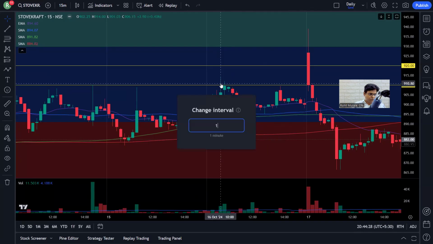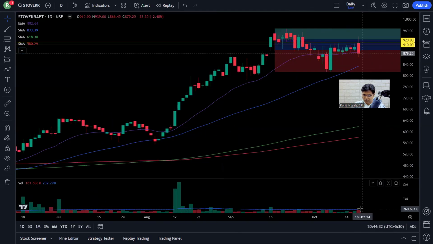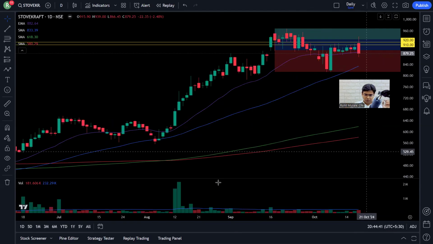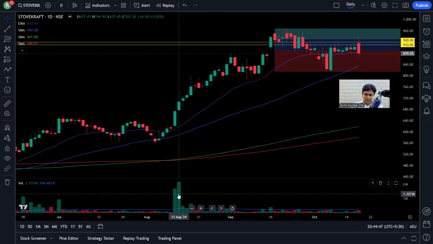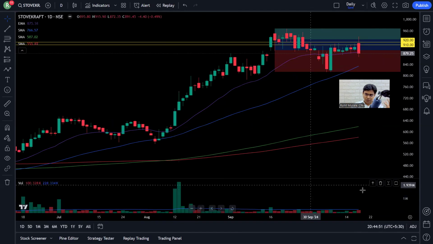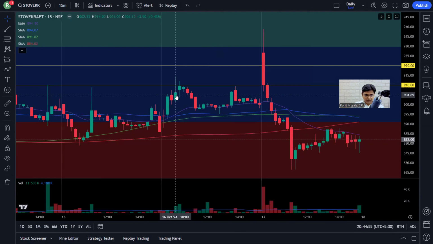On the daily time frame chart, if you notice, this is an extremely low volume stock. So what's the average volume? This is 232,000 shares. It's not like millions of shares are traded per day. For this stock, high volume is something like 2.155 million. That's high volume for this stock. But on 16th of October, only 11,000 shares traded.